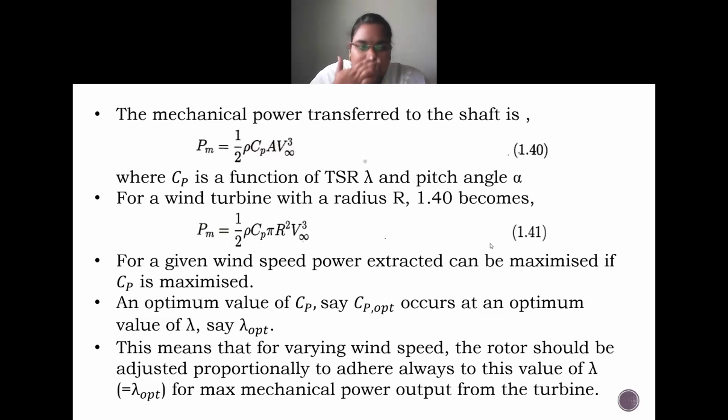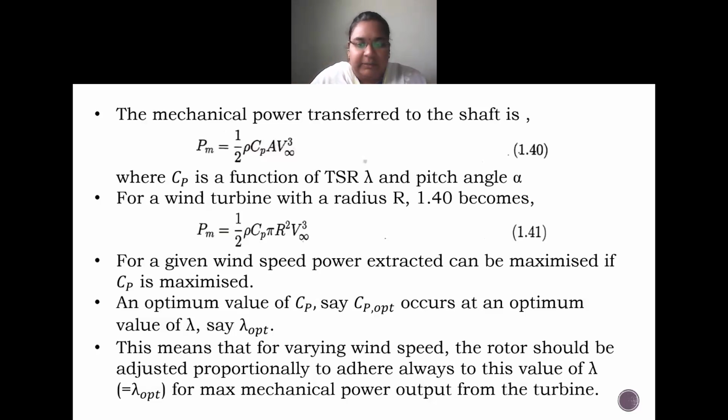Next, for a given wind speed, power extracted can be maximized if Cp is maximized. Just by looking at this equation, we can say that for a given wind speed, power extracted is maximized if Cp is maximized. The optimum value of Cp, say Cp opt, occurs at an optimal value of lambda, say lambda optimal. He is taking an optimal value of power coefficient and an optimal value of tip speed ratio.